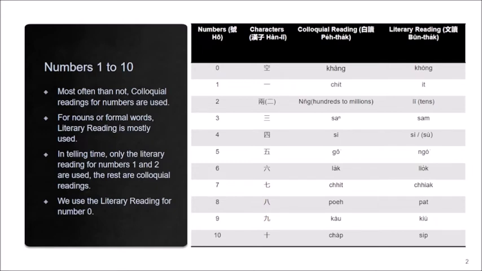Okay. Then for nouns or formal words, or when we're talking about telephone numbers, we use the literary reading. So we have kong, it, di, sam, si or su. Then we have ngo, diok. And then we don't really use tiak, but we also use pat and q. So sip, we also use it, but very rare.